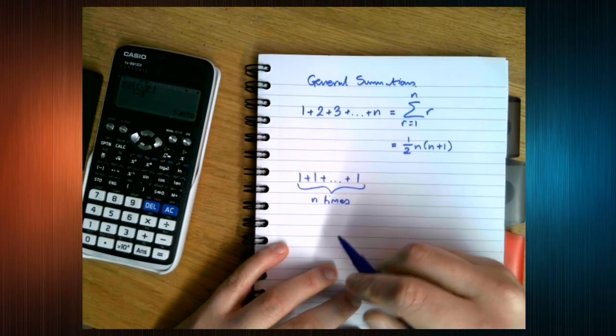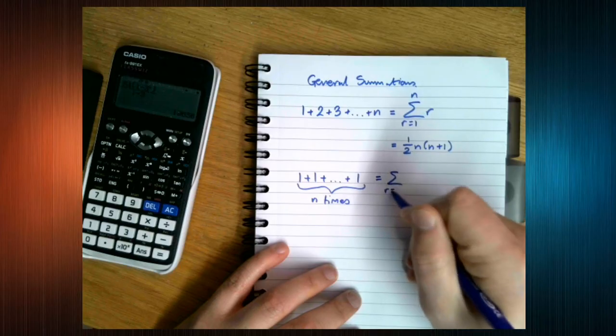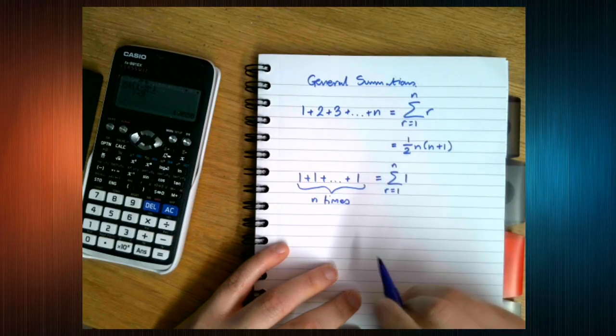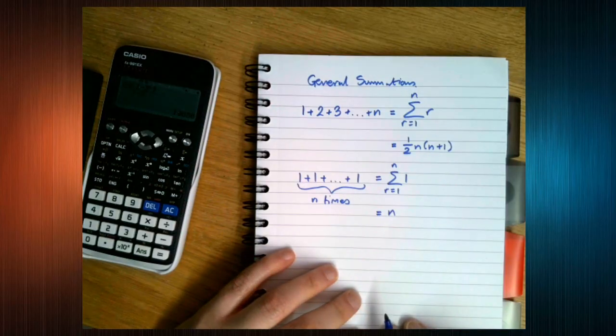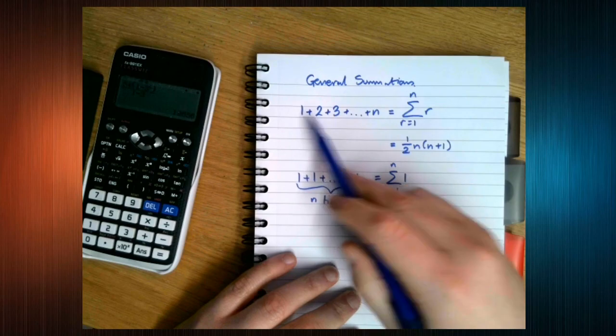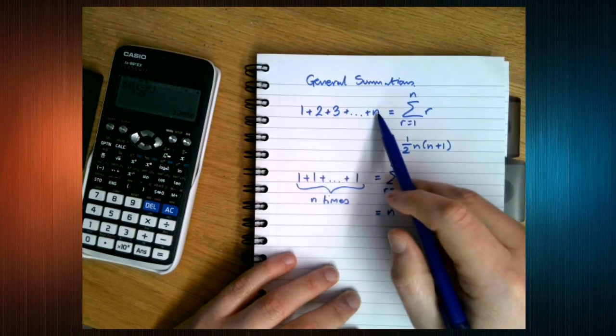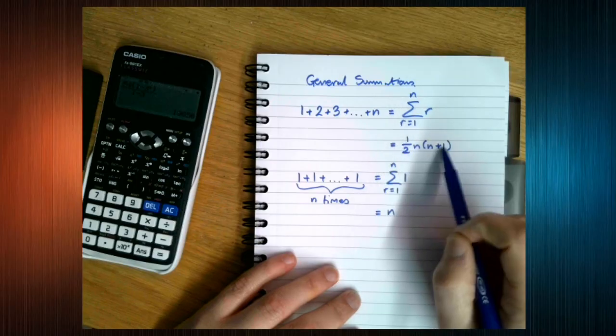If we add a number together, n times, that's that, and it's just n. If you multiply these by any number, so let's say we had 2 plus 4 plus 6 all the way up to plus 2n, that's the same as this with 2r, you can just times this formula by 2.